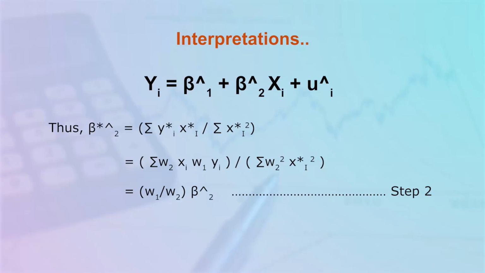Because this beta hat 2 comes up after cancellation as the original expression, summation of xi yi by summation of xi square, and by taking the weights outside the summation sign, we get the ratio of weights, w1 by w2, and that appears as step 2.